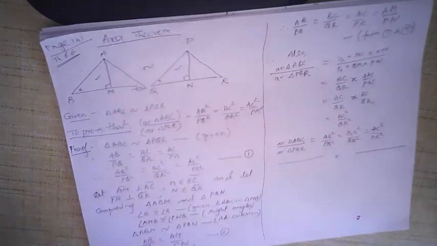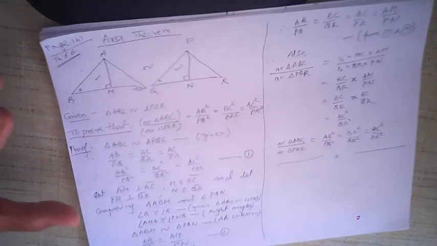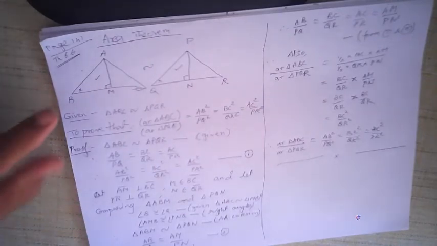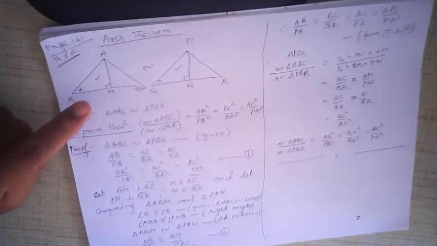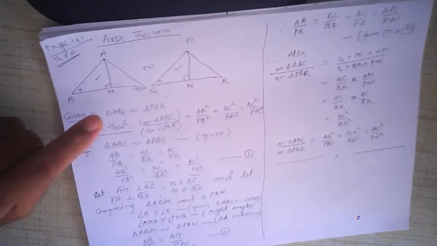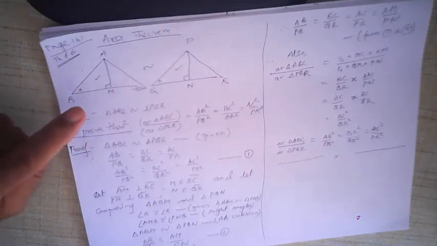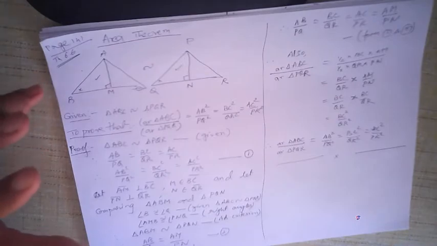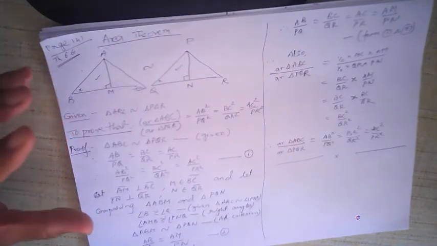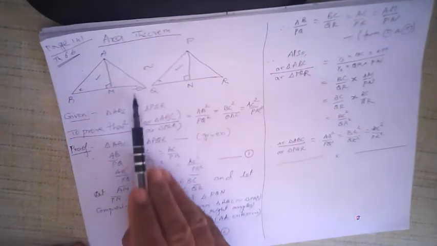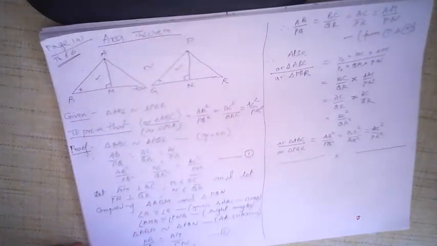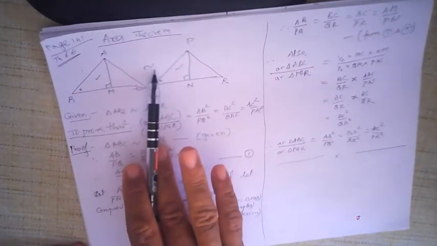Once again, see, this is on page 141, theorem 6.6, but we call it the area theorem. What is the area theorem? Given two similar triangles, the ratio of the areas of two similar triangles is equal to the ratio of the squares of the corresponding sides. Squares of the corresponding sides. Okay. So suppose triangle ABC and triangle PQR are two similar triangles. Here I put the sign of similarity.